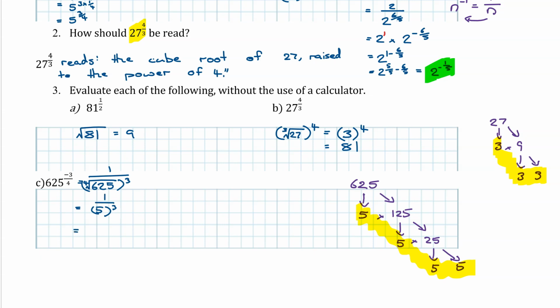Now moving down, we say, well, okay, what's 5 to the power of 3? And we know 5 to the power of 3 is 125. So the answer to C is 1 over 125. So that's how we could tackle some of these questions involving roots and powers.